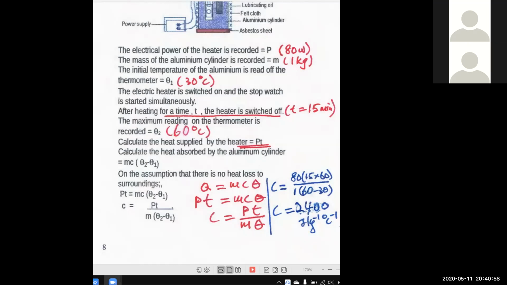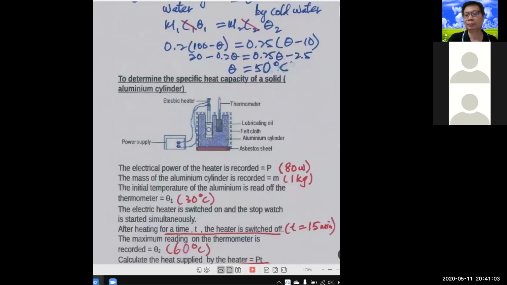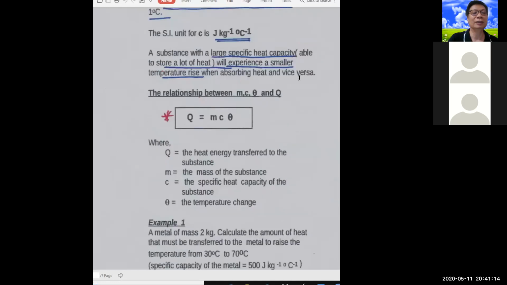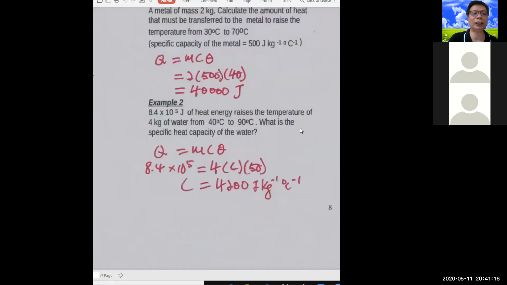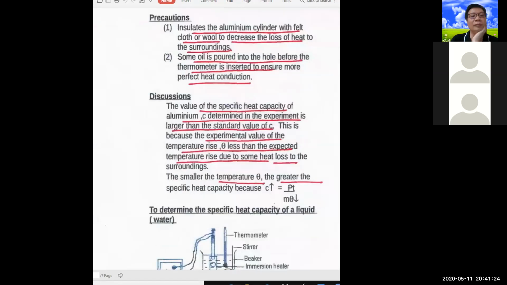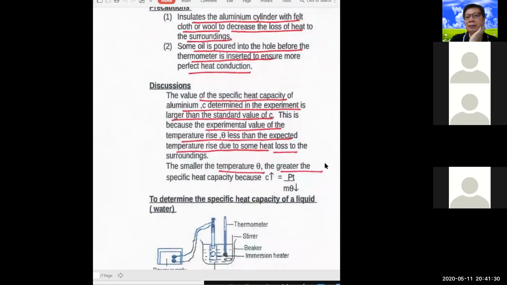Carmen, can you try to answer why it must be larger than the standard value? Carmen, the explanation is somewhere here. You can read here. Why must it be larger? Can you answer? Why must it be like the answer here?